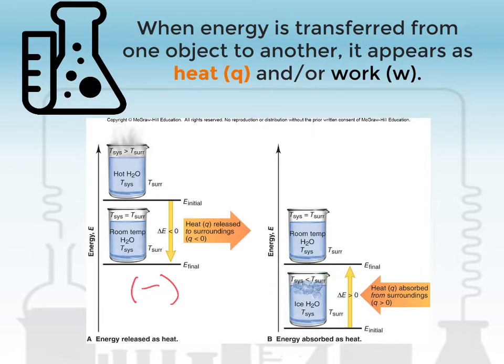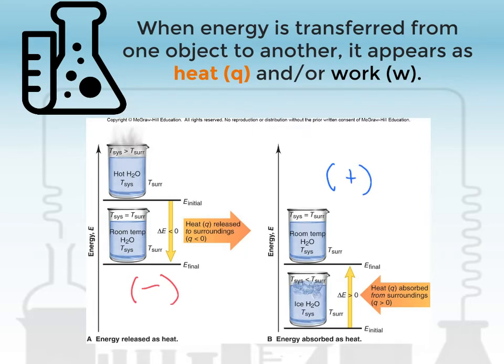Sa example naman on the right, the original state is this one. Meron tayong ice at yung final state niya ay ito kung saan puro liquid na lang tayo. Para mangyari yung transformation from this state to this state, kailangan mag-absorb or tumaas yung heat ng ating system para mag-melt yung ating ice. So, kumuha ng heat yung system natin from the surroundings at nadagdagan yung heat niya sa loob. Kaya naman, ang sign ng Q natin for this case is positive.